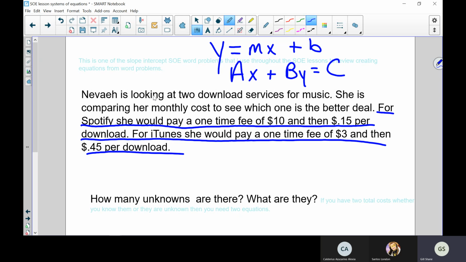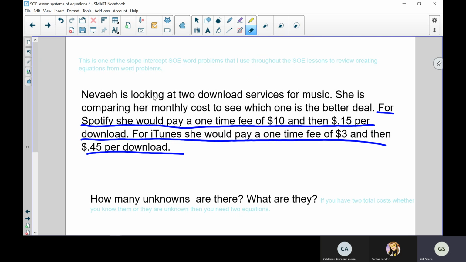Yeah. I'll give you a hint. If it says one-time fee, that's a starting number. An initial deposit, a one-time fee, those are starting numbers. So, yes, we have starting numbers. So I'm going to erase this now and write the two questions you're going to ask yourself.